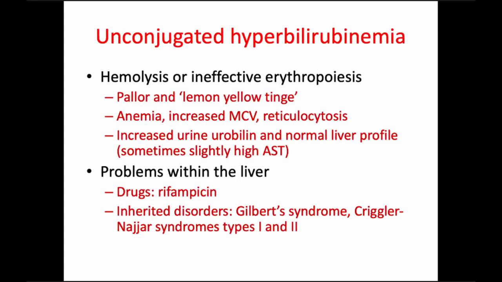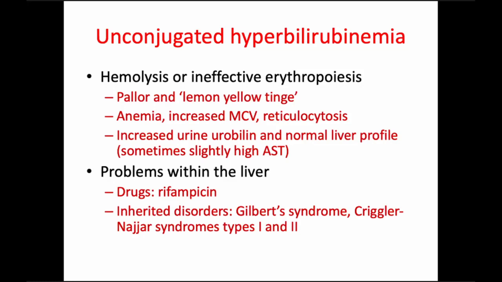Okay, if I talk about unconjugated hyperbilirubinemia, the most common cause is hemolysis or ineffective erythropoiesis. Here, the patient, if you look at the sclera, will have pallor because of anemia, as well as a lemon yellow tinge. That means a very light yellowness to the sclera. The patient will also have a low hemoglobin, increased MCV because of reticulocytosis, and hemolysis. And there's increased urobilin in the urine, and the liver profile is normal, except that sometimes there can be a slightly high AST because of hemolysis.